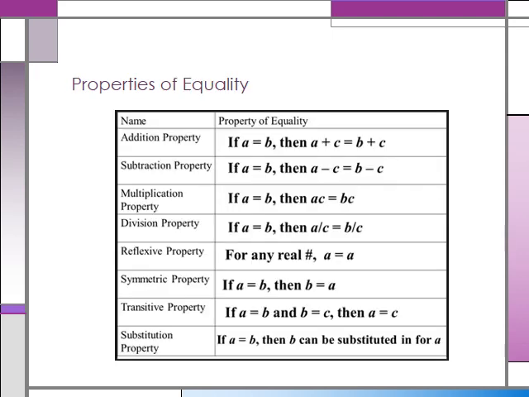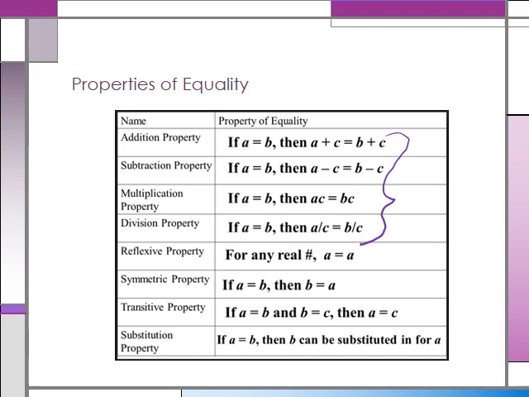The first four properties here are not new. We've just put a name to them. This is how you solve equations. If you have to add the same thing to both sides, subtract the same thing to both sides, multiply both sides, divide. So we just put names to them. Now the reflexive property, the symmetric property, and the transitive property should all be new to you.